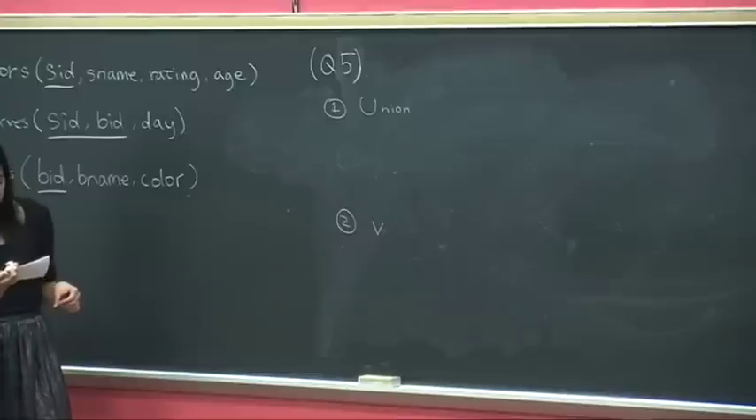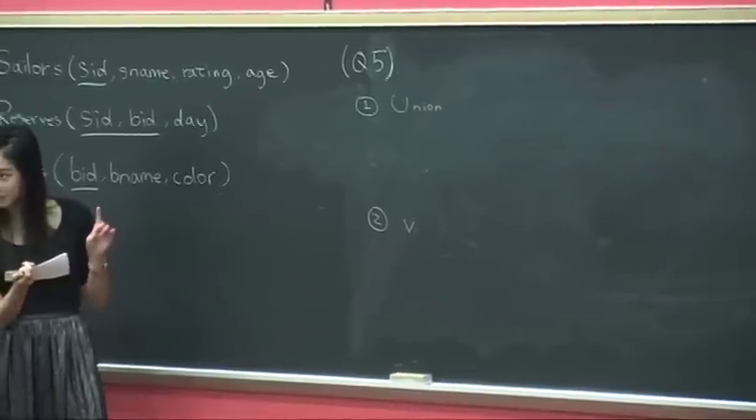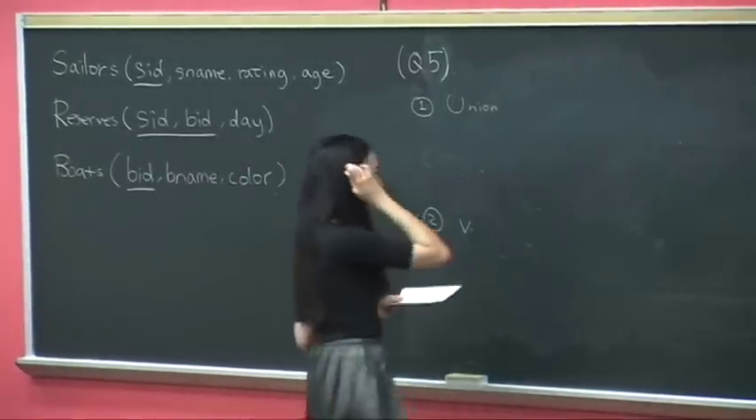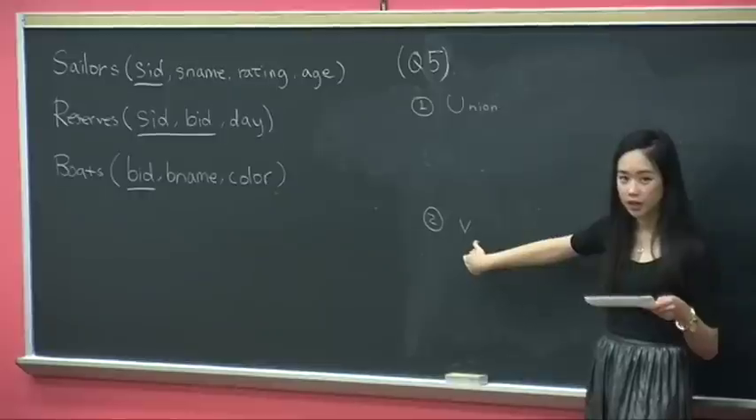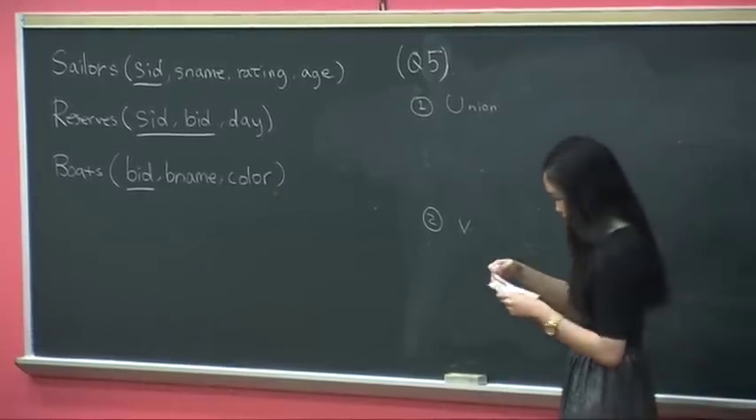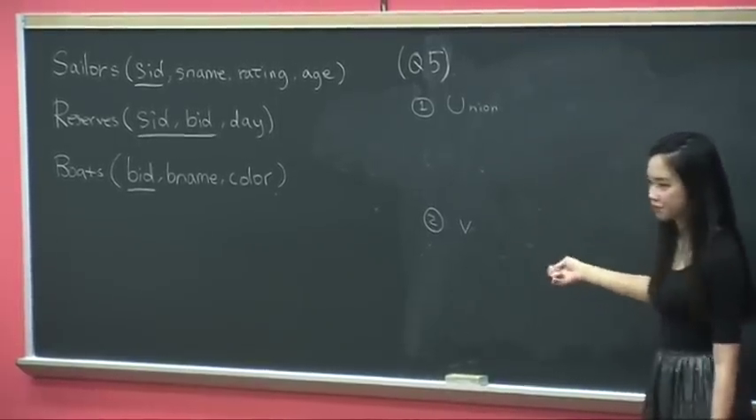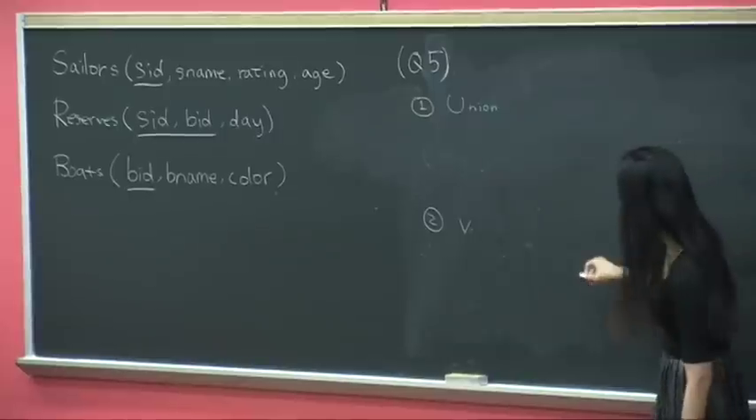So we can try, let me see. Which one do you guys want to work on first? Second one. Second one first, okay? So let's start from having or in the condition first. How would you do that? Start from the boats. Say we want to get the boats that are either red or green.